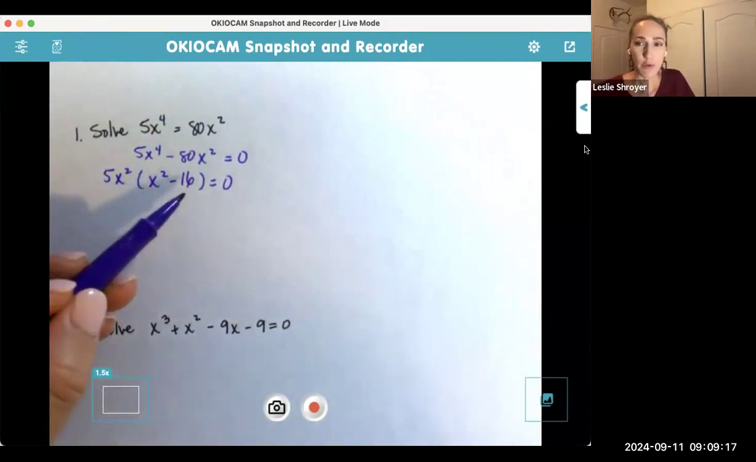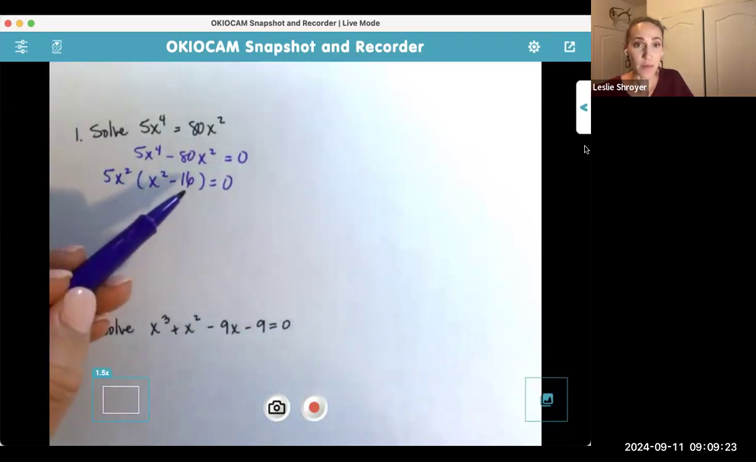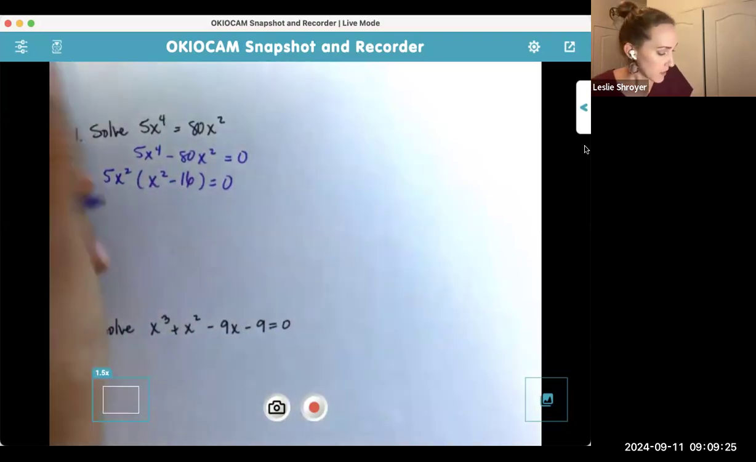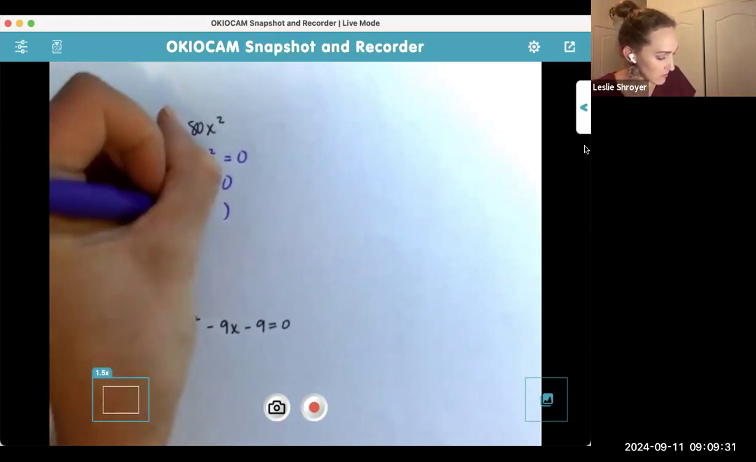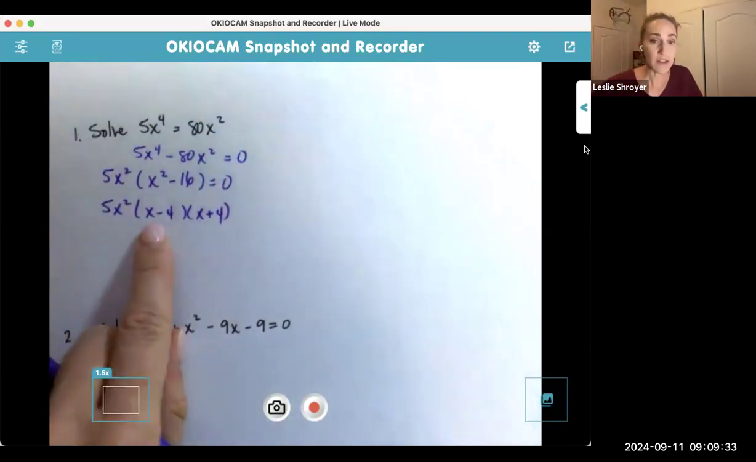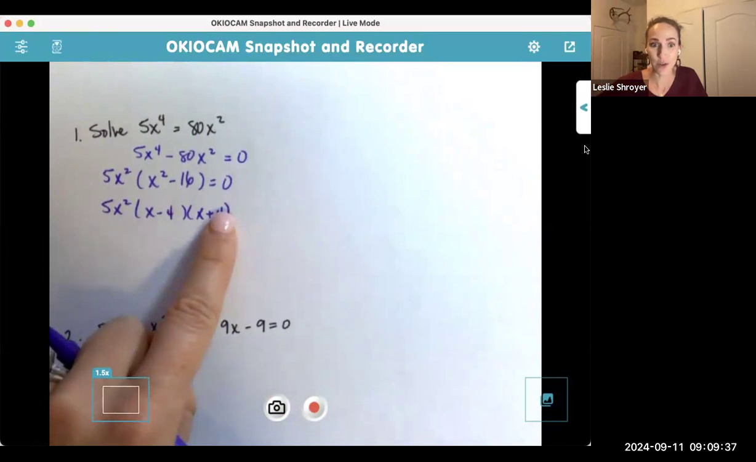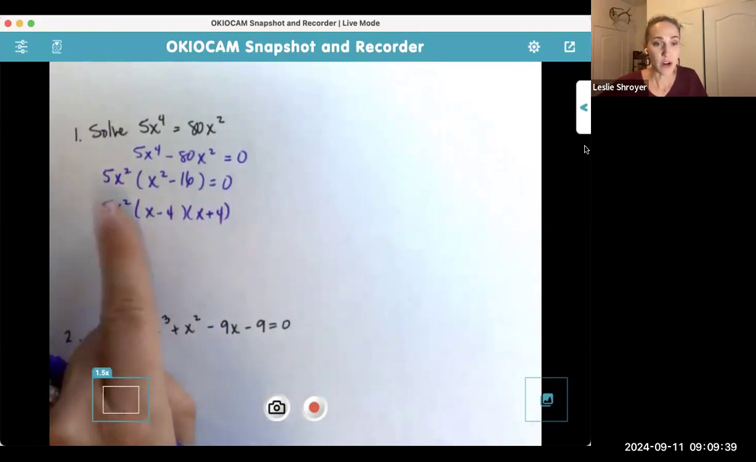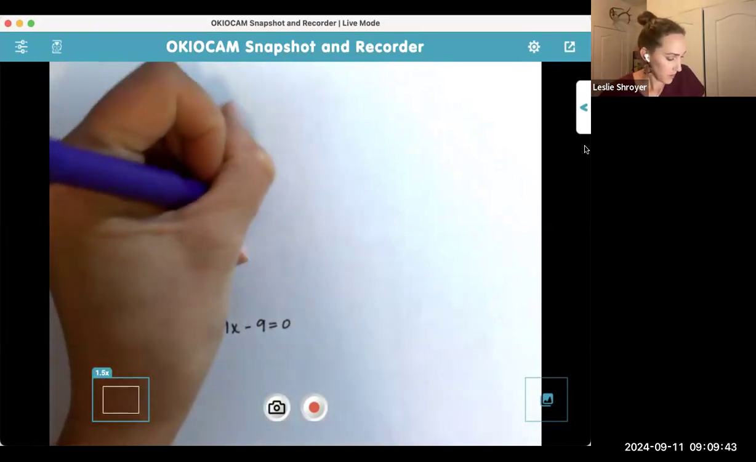Now we mentioned it before when we talked about complex conjugates. If y'all remember, this is the difference of squares. So this is x squared minus 16, so we have 5x squared, and then the difference of squares, remember, they're conjugates. It's plus and minus the square root of the first term and the square root of the last term. So this is just 5x squared times x minus 4 times x plus 4.